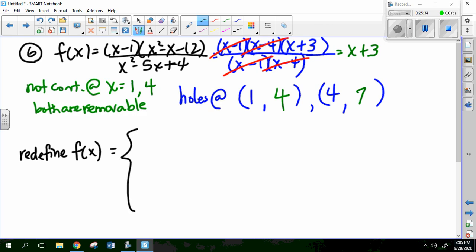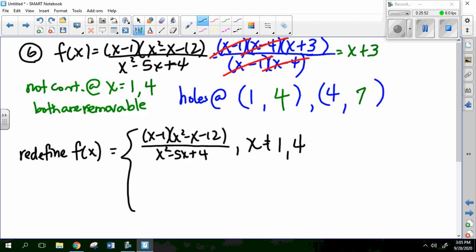We're going to redefine f of x as a piecewise. It's going to be the original f of x function, because that still has to be there. You can't change that. And it is still going to be that function anytime x is not 1 and 4. But what if x is 1 or x is 4? Well, I need to make sure that I define this function to plug the holes.